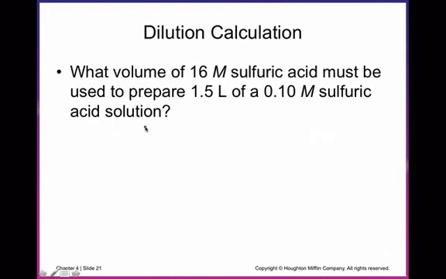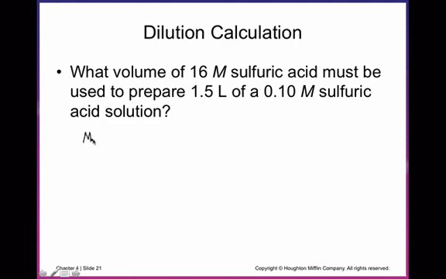All right, so our question is, what volume of 16 molar sulfuric acid must be used to prepare 1.5 liters of a 0.1 molar sulfuric acid solution? So basically I've really concentrated sulfuric acid right here, and I need to end up with a solution that is not very concentrated at all. And I need to know how much of this should I use.